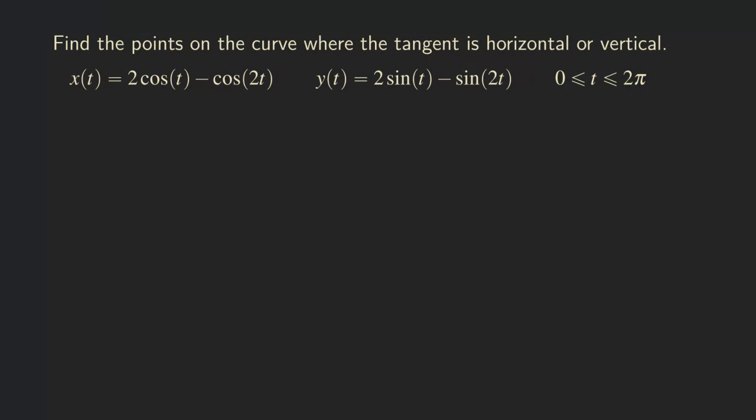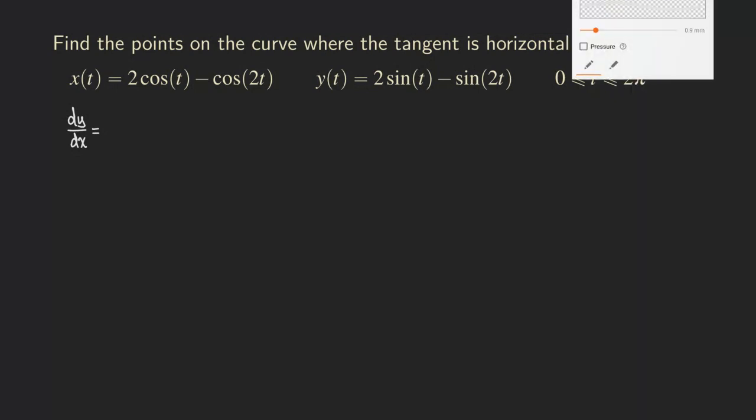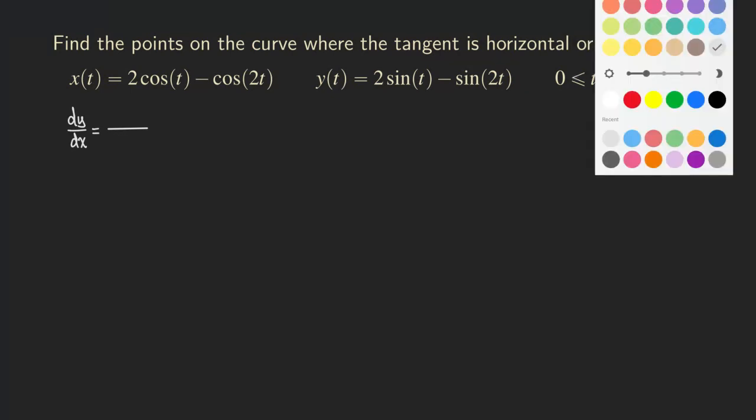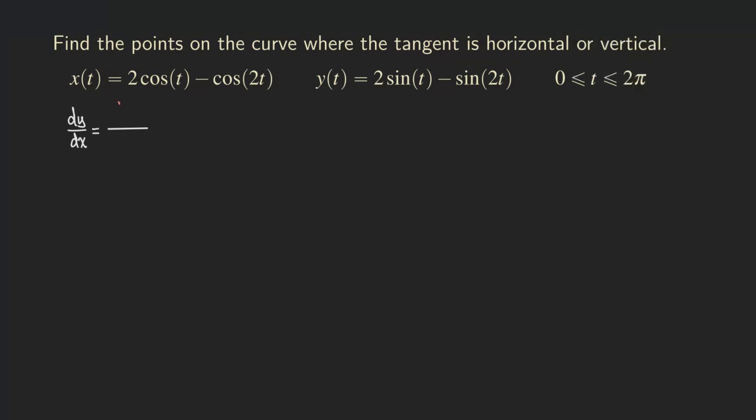So let's get started. So first, we are going to find the derivative so that we can see what's going on. And then dy over dx is actually equal to dy over dt over dx over dt.